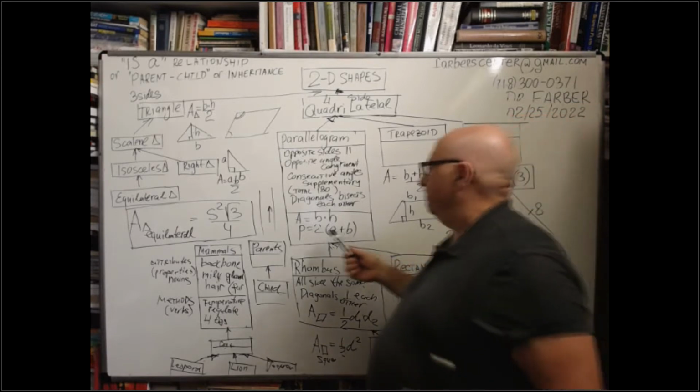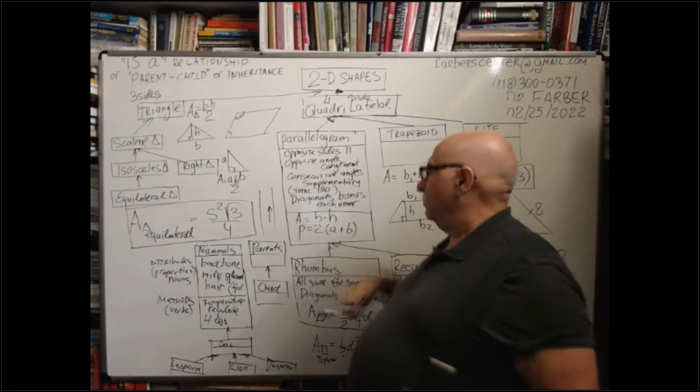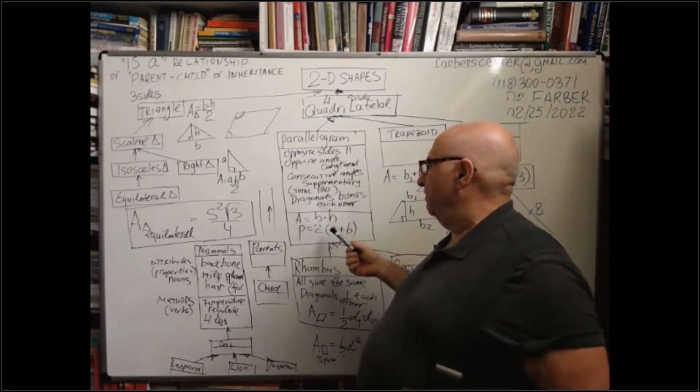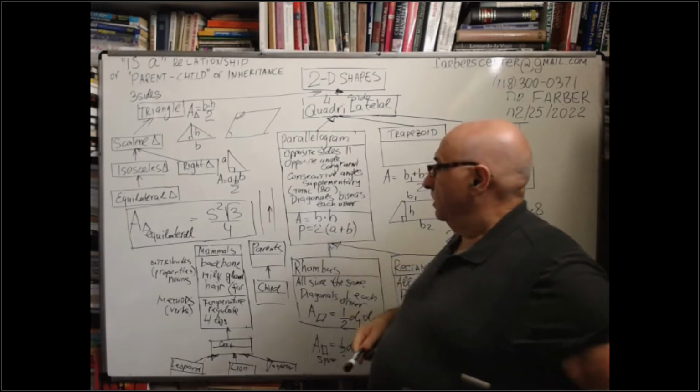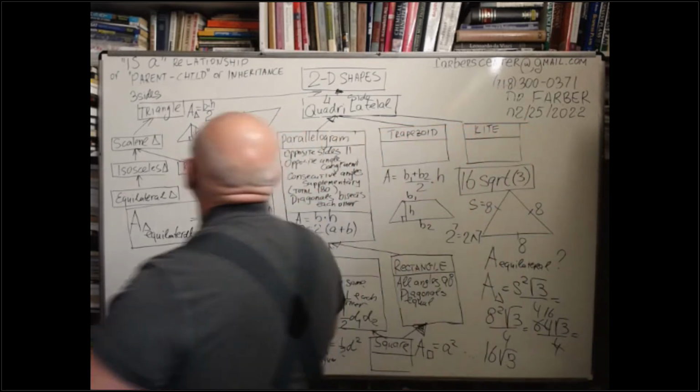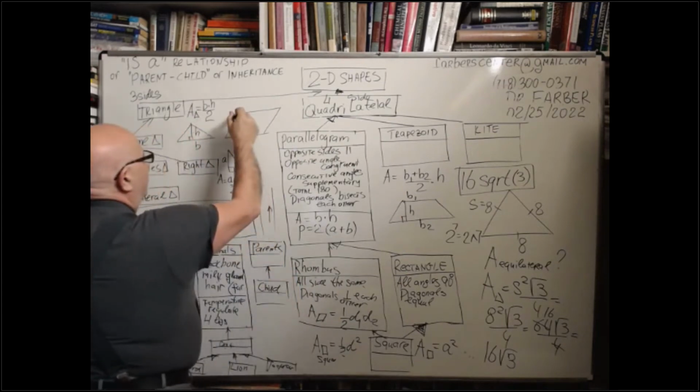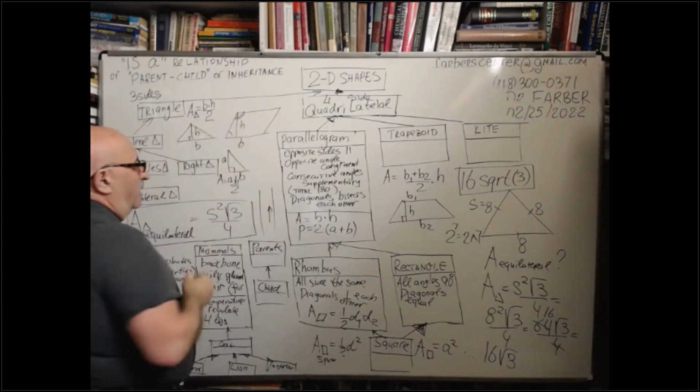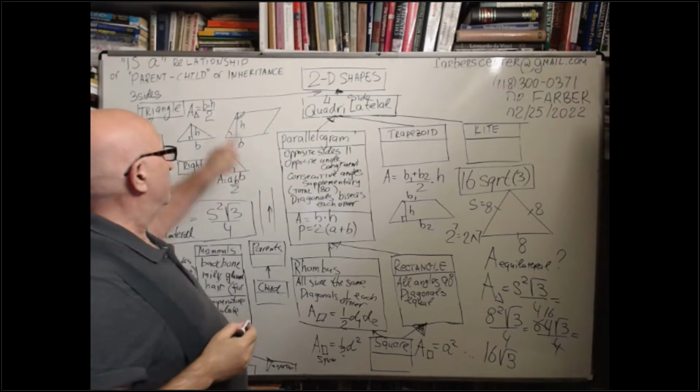Let's say the method to find the area: base times height. You know this, it's straightforward for you, but anyway, look at this. This is base, height, right? For perimeter, 2a plus b.